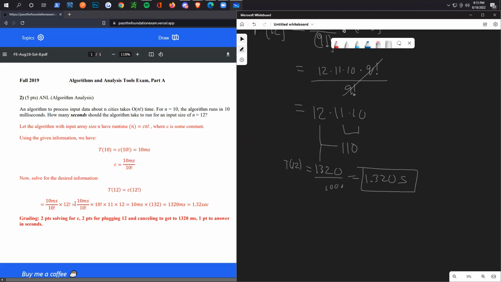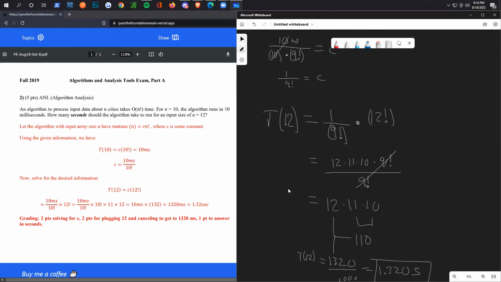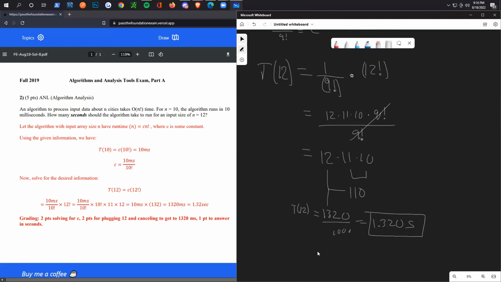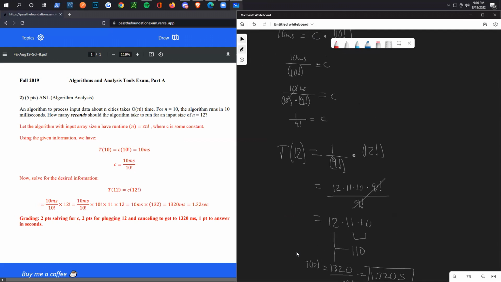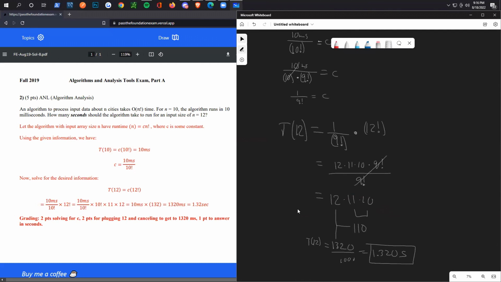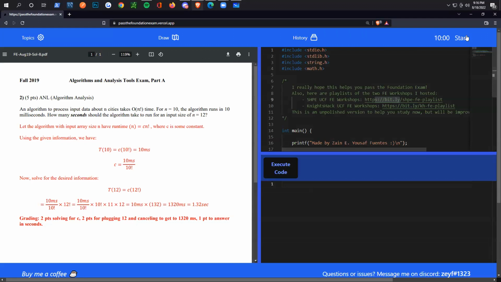So they followed the same step. So they ended up with 132, divide, and then from there you end up with this value right here. So that's about it. All right, so let's end up going on to the next question.